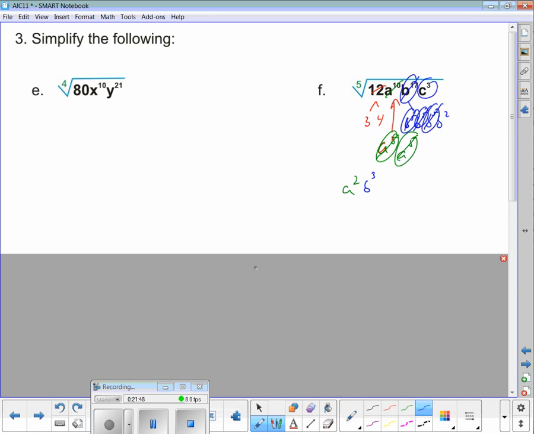And I look at my c's. Are there enough c's to do anything with them? Nope. That's it. Everything's left inside. 5th root of 12. All my a's are gone. My b's are b squared. And my c's are c cubed.